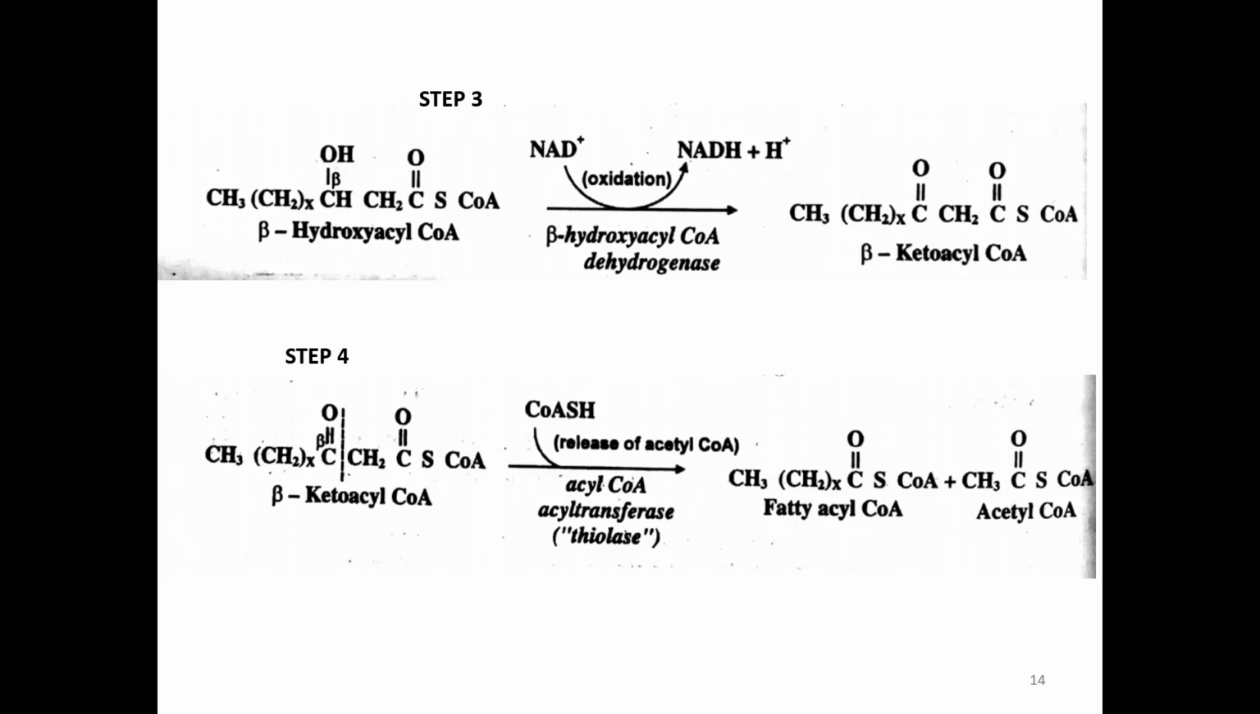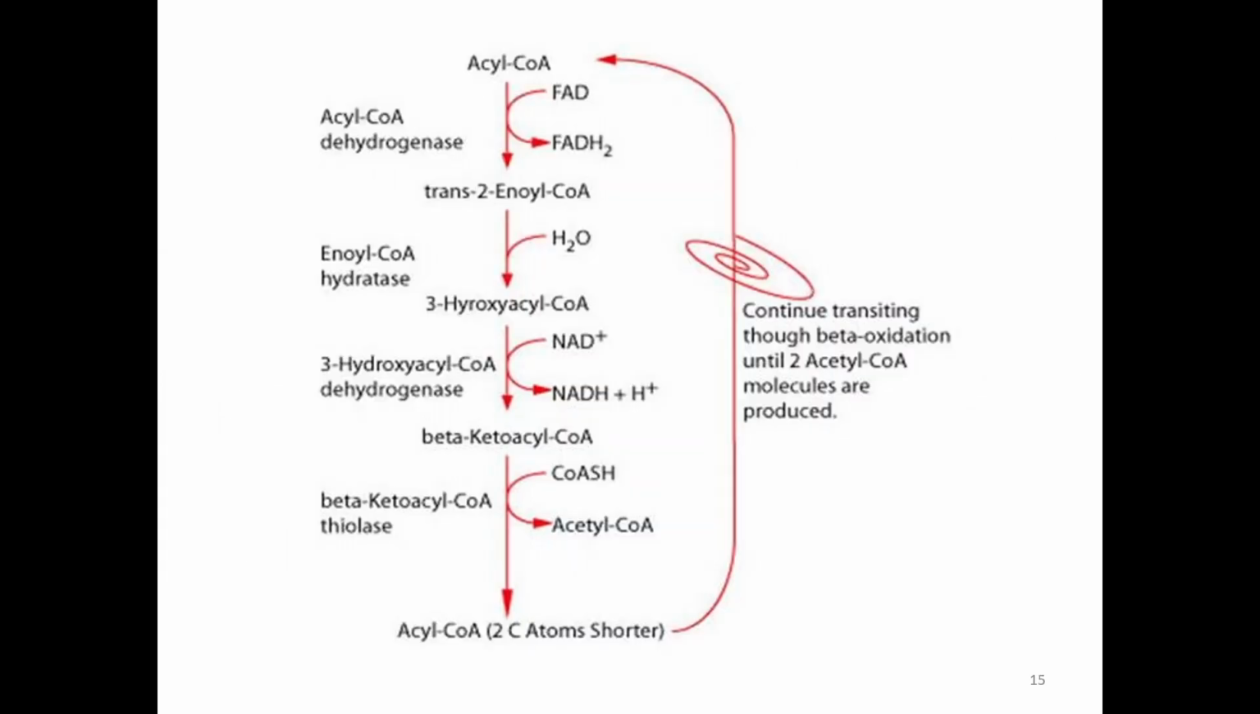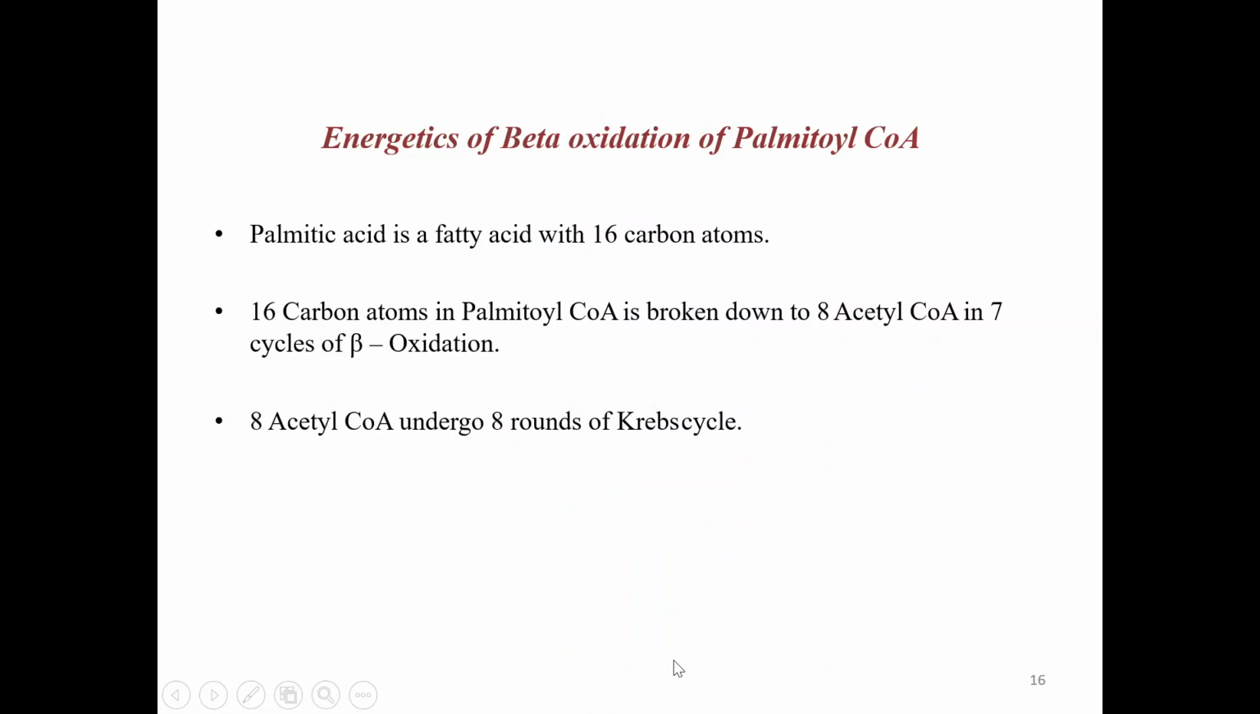So these are the 4 steps involved in the beta oxidation process. The same thing is again shown in the flow chart. So learn all the 4 reactions of beta oxidation. Here you have this compound where 2 carbon atoms are shorter. Now, after knowing the beta oxidation pathway, you now know very well that fatty acid undergoes activation.